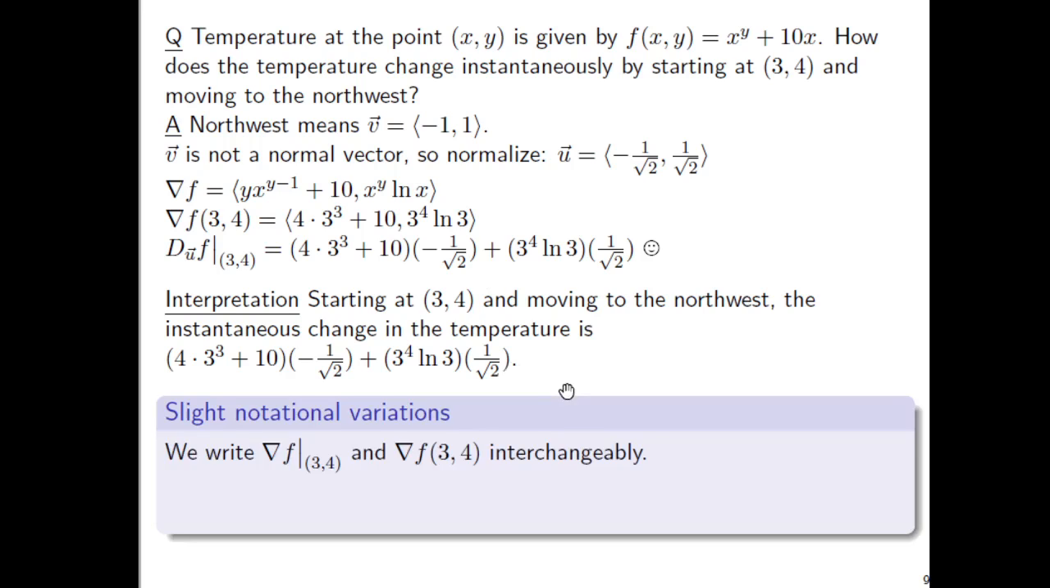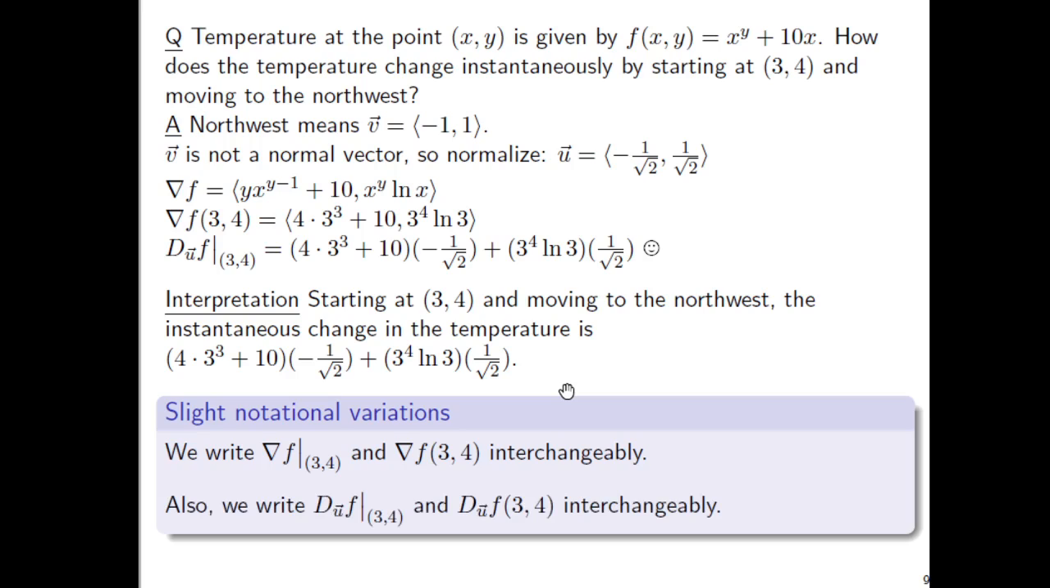Okay, as was already commented, but I just wanted to put it on the slide, we write the gradient of f, vertical bar, little subscript 3, 4, and we write gradient of f and then of 3, 4 interchangeably. So sorry for the different notations, but you'll see a lot of that kind of thing in a third semester calculus class, right?